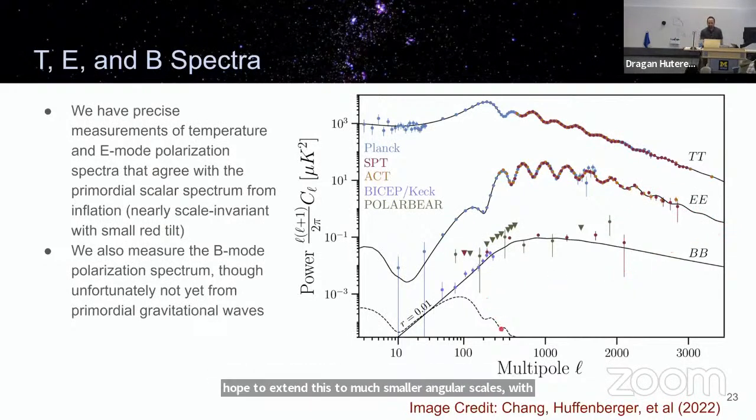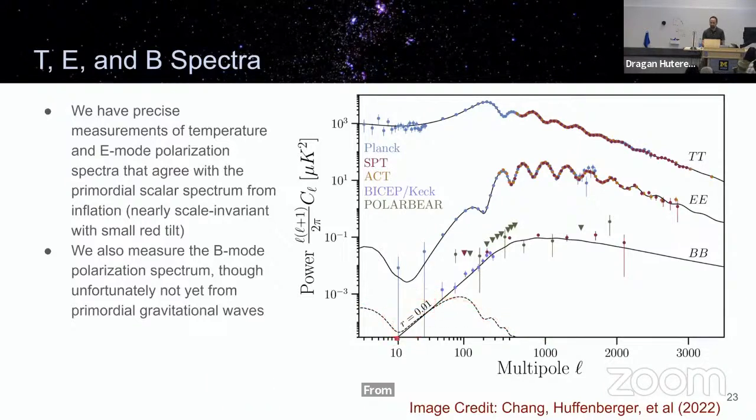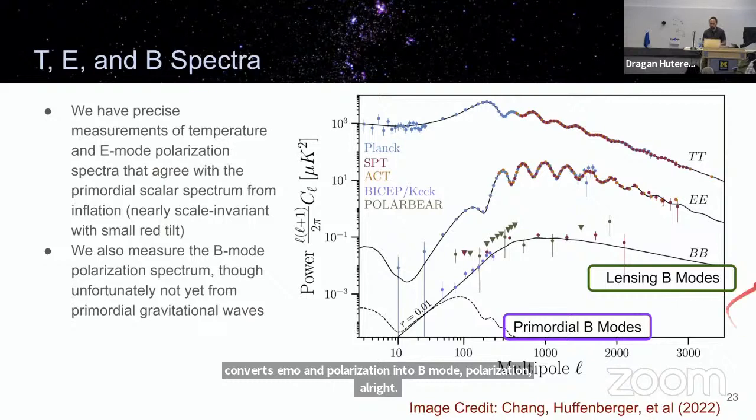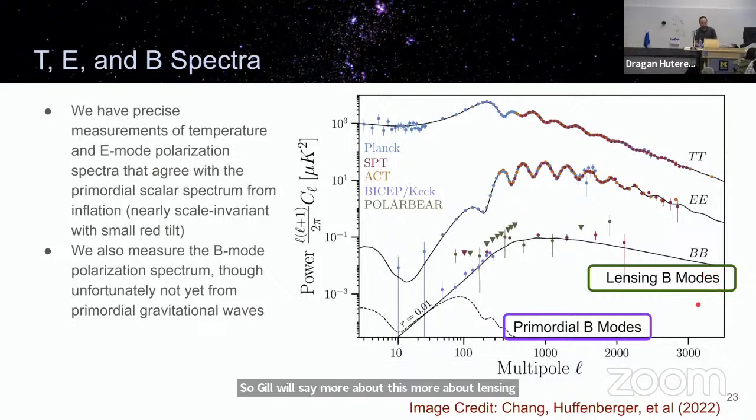And then down here in the dashed line is the B mode power spectrum predicted from inflation for a particular value of r. And then in the solid line is the B mode spectrum that we actually observe. And so we actually do observe the B mode spectrum. However, it's unfortunately due not to primordial gravitational waves, but rather due to lensing, which converts E mode polarization into B mode polarization. All right, so Gil will say more about lensing tomorrow, but I'll say a little bit more as we go forward.